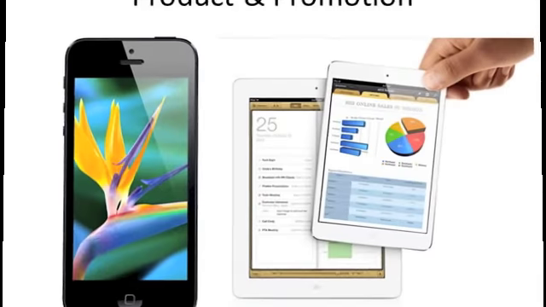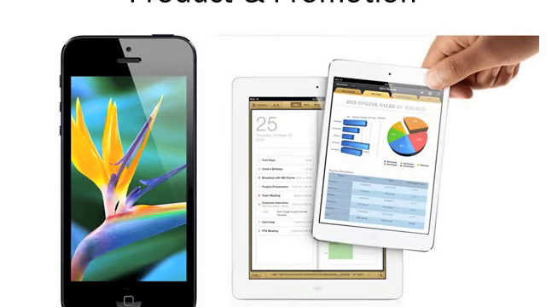Product and promotion. With the iPhone, Apple has created multiple versions of the device to appeal to different consumers in the market: the iPhone 4, the iPhone 4S, and the iPhone 5. Each of these versions has differing sizes of storage to further differentiate them. They have a 16 gigabyte, 32 gigabyte, and a 64 gigabyte.